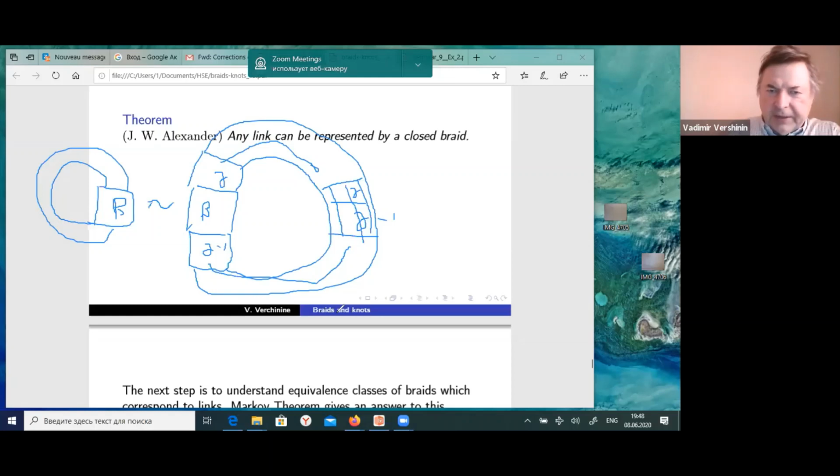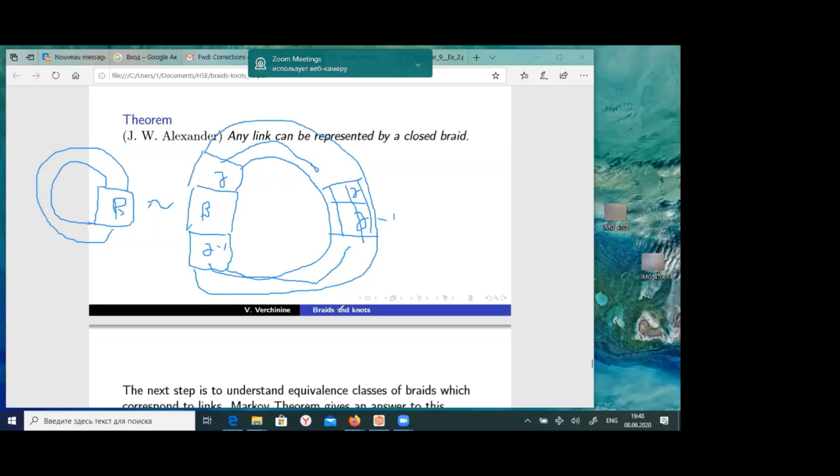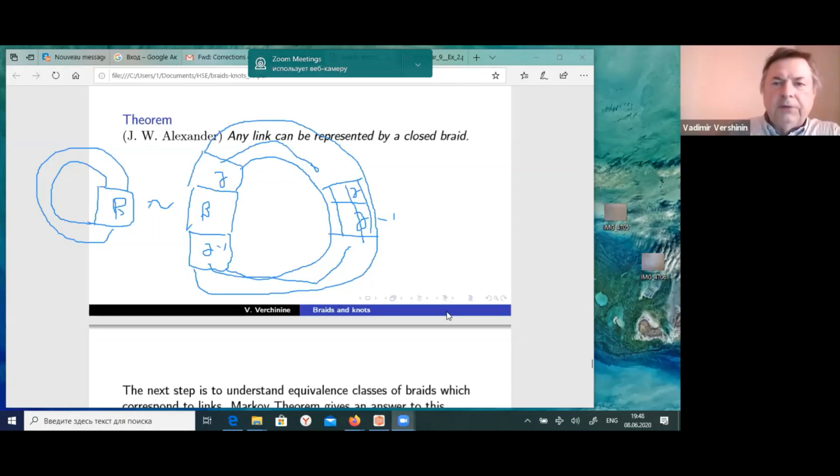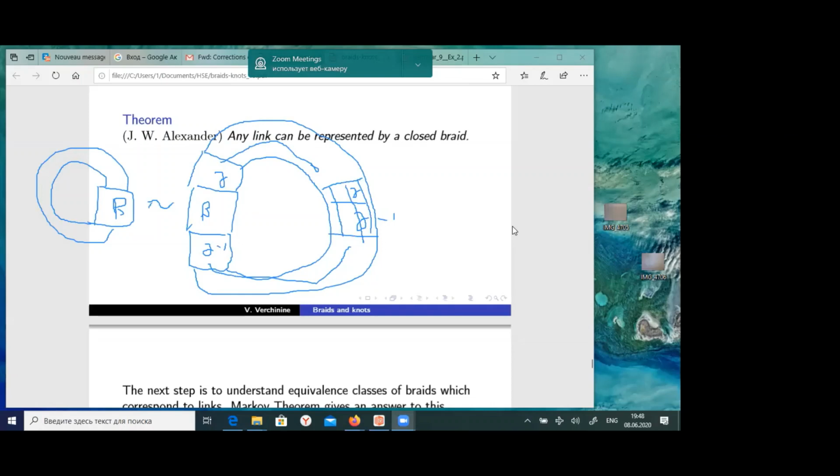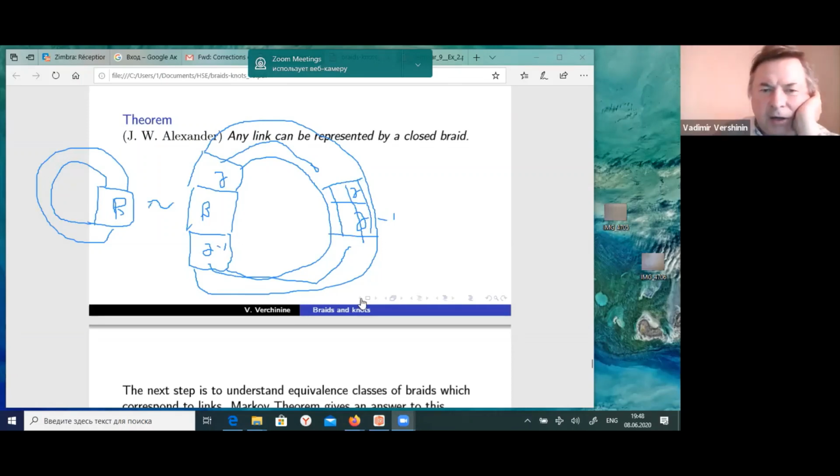Is it okay, Rafael? Yes, it's okay. Very good. So if it's okay, then let us consider the second Markov move.